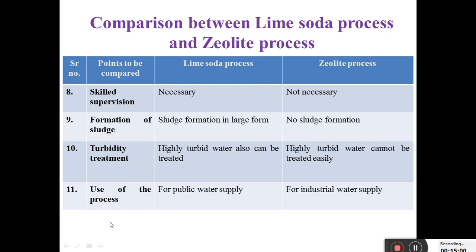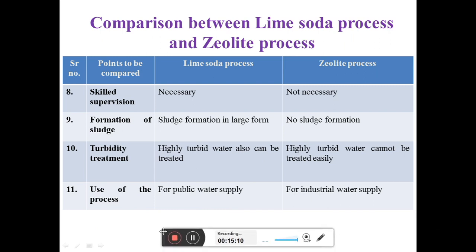And lastly, use of the process. The lime soda process is used for public water supply and the zeolite process is used for industrial water supply purposes. So I hope that all of you students understand this comparison between the zeolite process and the lime soda process.